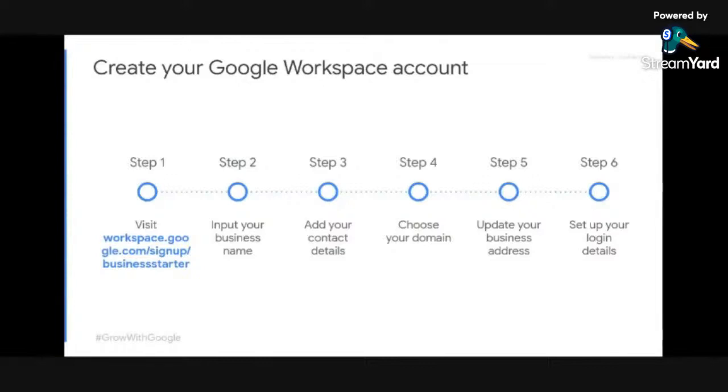Step 2. Enter your core business details. That includes your business name, the number of employees, and your location. Step 3. Add your contact details, your first name, your last name, and your email address. Step 4. Choose your domain, either one you've bought or a suggested domain. Step 5. Update your business address. And last but not least, Step 6. Choose your username and password.